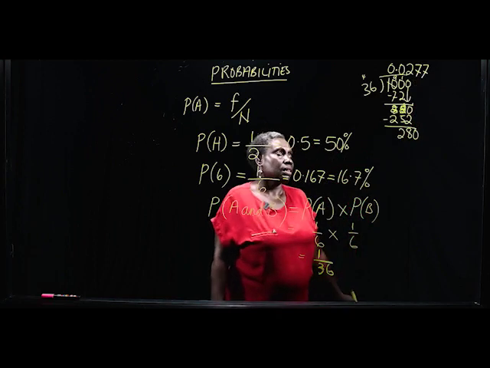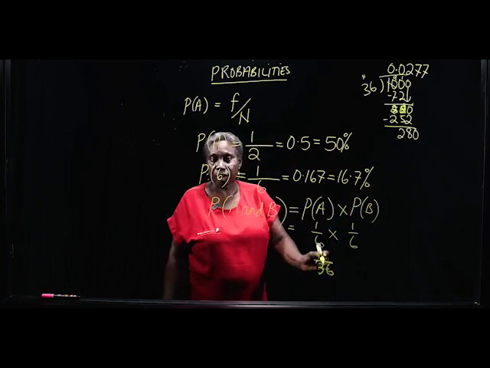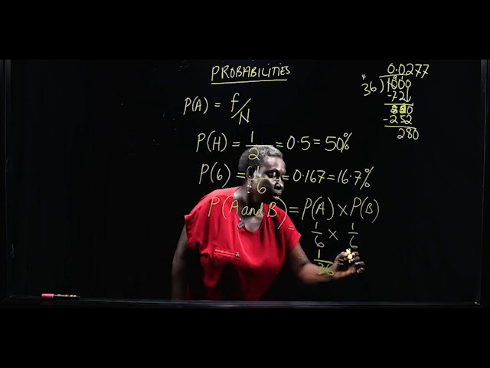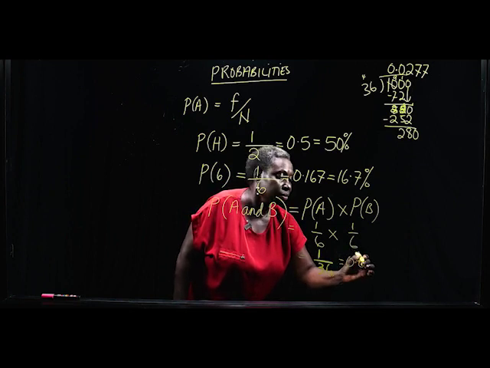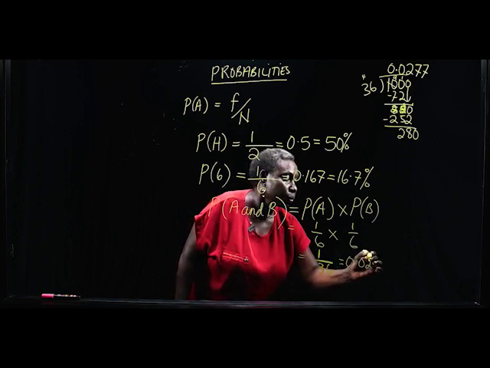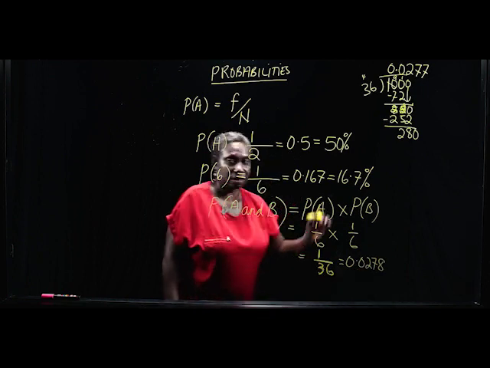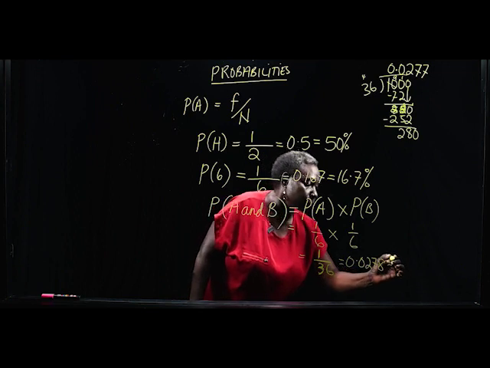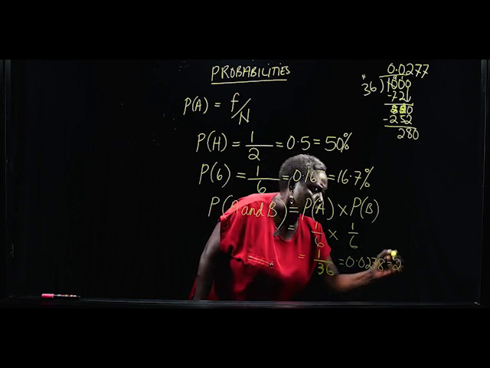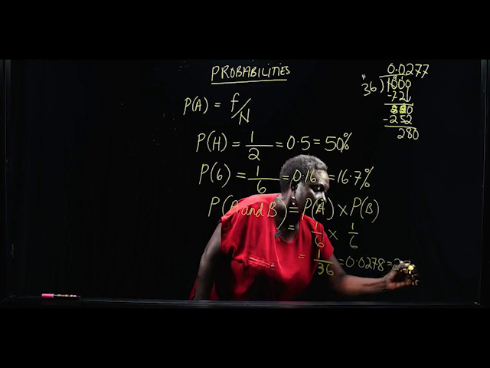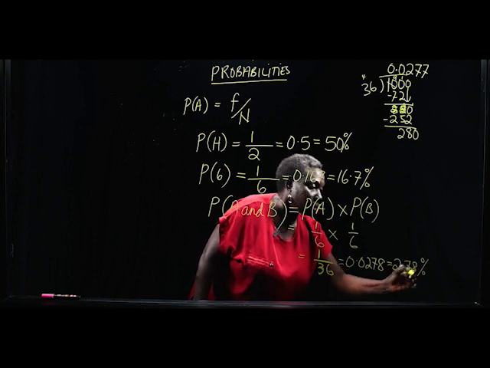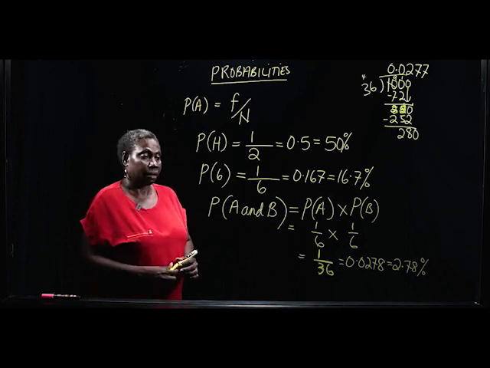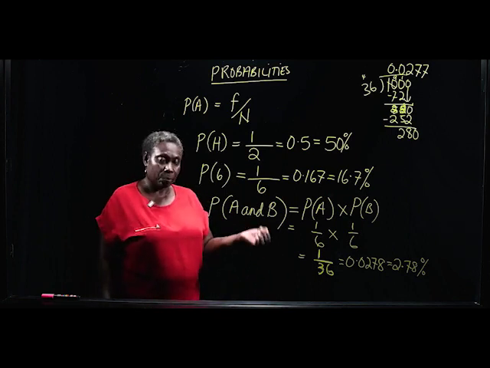So, 7 repeats itself. Therefore, 1 over 36 as a decimal is equal to 0.0278. Now, as a percentage, that is equal to 2.78%. Okay, so that is a very small percentage when we have independent probabilities.